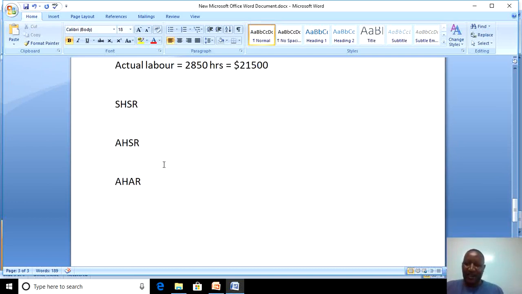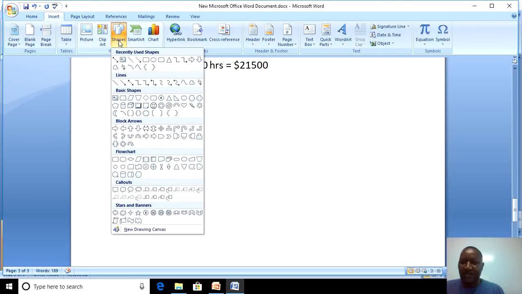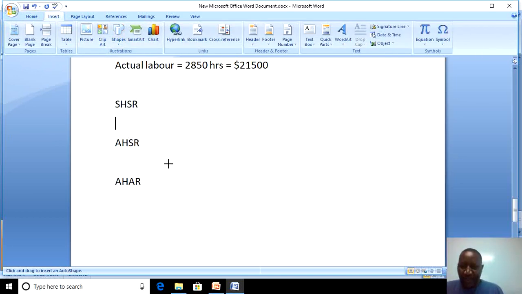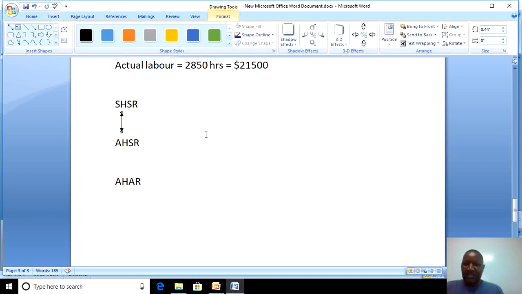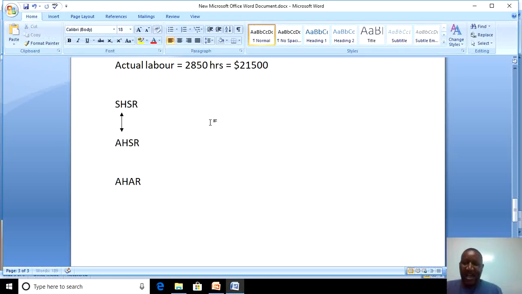So let's see what we can do with these figures. What are we going to call the difference between these values? For example, we've seen that standard rate is the same. So here we are measuring the gap or the difference between standard hours and actual hours. That will result in an efficiency variance. So that variance, we'll call it efficiency variance.